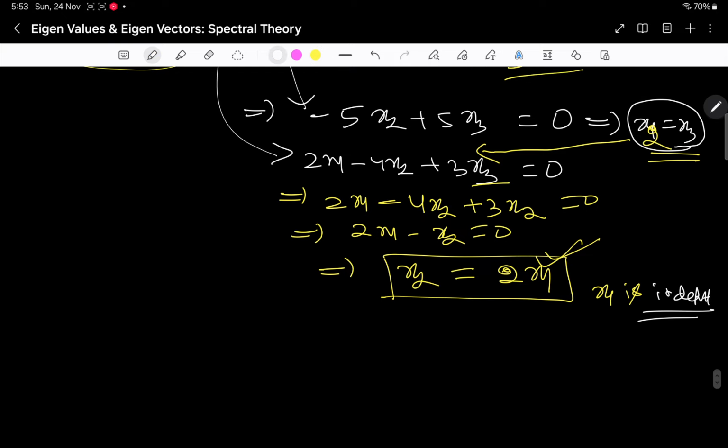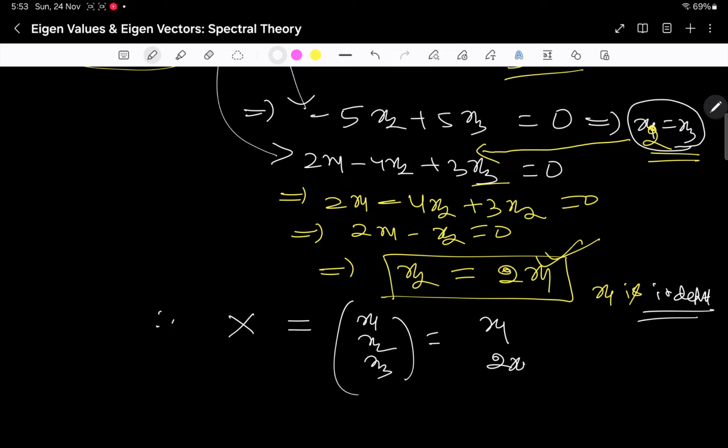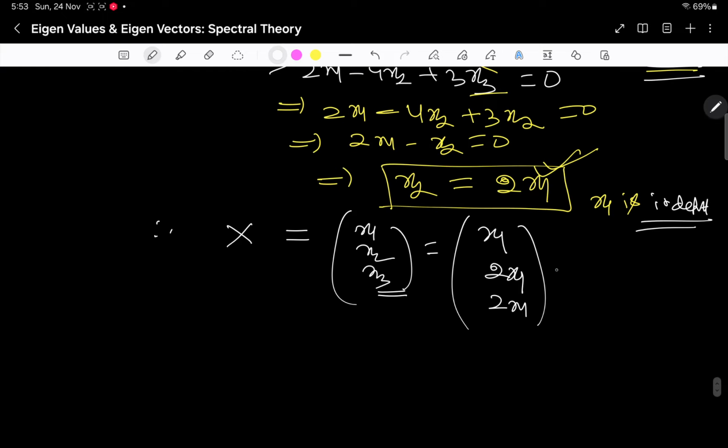So therefore what happens to my x? My x is x1, x2, x3. x1 is independent, and the value of x2 is 2x1, is it not? And the value of x3 is the same as x2, so it is 2x1. Okay, so if I put x1 equal to 1, or I may take x1 outside, it is 1 2 2, right? So x1 may be anything. So this is the fundamental one.